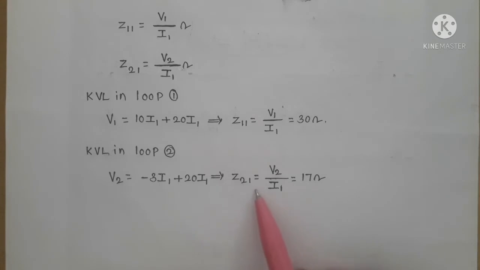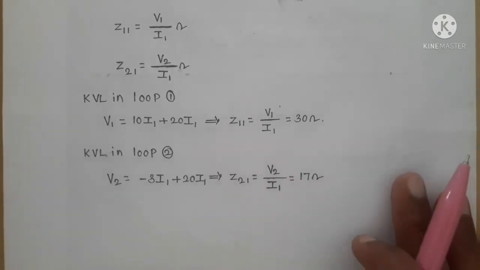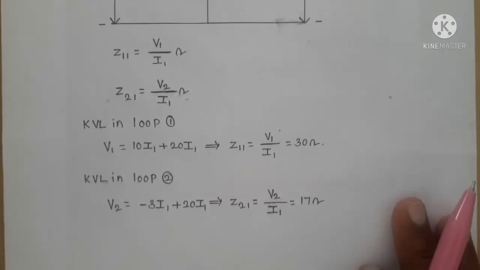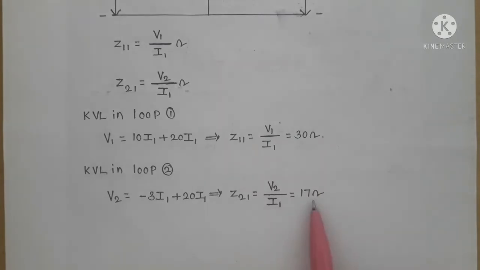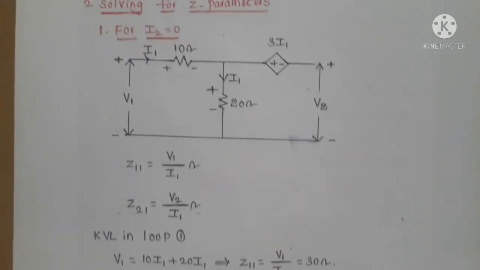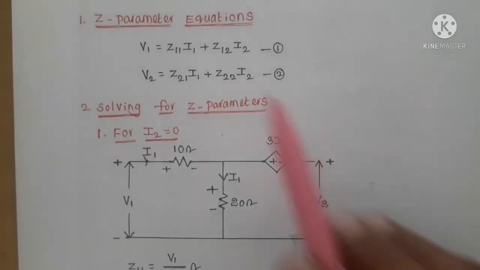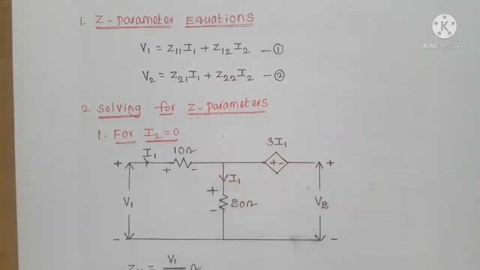So we get Z21 equal to V2 by I1 equal to 17 ohms. So by making I2 equal to 0, here we are getting two parameters, Z11 which is equal to 30 ohms and Z21 which is equal to 17 ohms. Similarly, to get the remaining two parameters, we have to make I1 equal to 0.